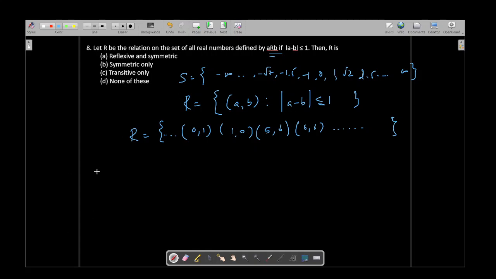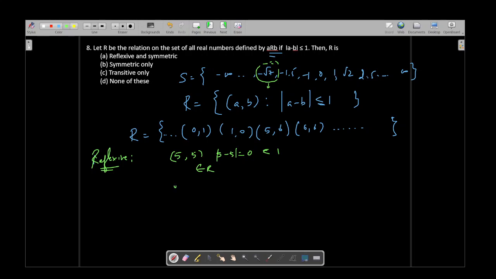We need to check for the properties. Let us check for reflexive property first. So can every element be included? Can every element of this set be paired to itself? So that is a question. If I take 5, if I pair 5 with 5, it is 5 minus 5, which is 0, which is less than 1. Modulus of this is less than 1. So 5 comma 5 is a member of R.